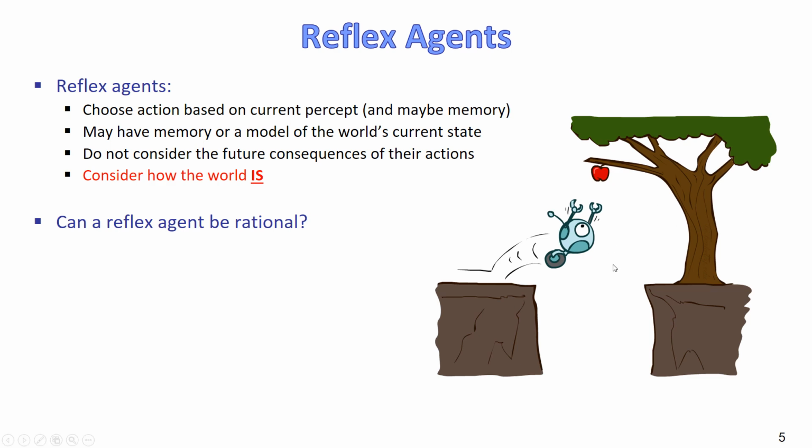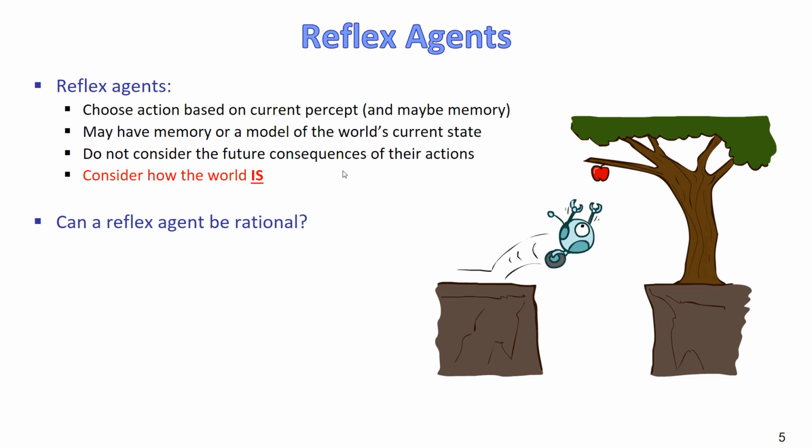Another example is what we see in this figure, where the agent's goal is to reach the apple and it just jumps to it without thinking about what could happen if it did that, because here he might fall. So that's what we call a reflex agent. The reflex agent chooses the action based on the current percept or the current state or current memory, and of course will not consider the future consequences of the actions at all. It considers only how the world is now.